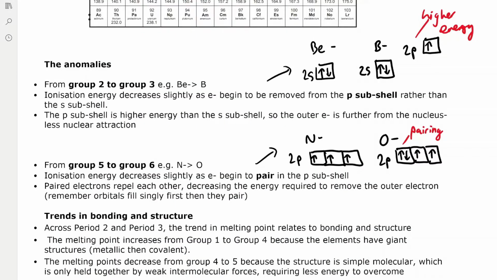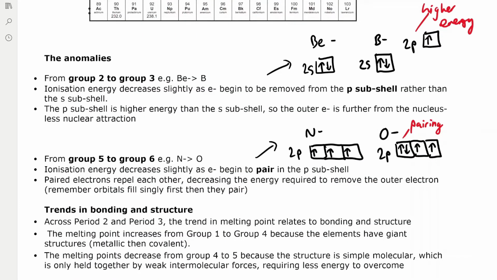So the anomalies are from group 2 to group 3, so for example from beryllium to boron, ionization energy actually decreases slightly as the electrons begin to be removed from the p subshell rather than the s subshell. So the p subshell is higher energy than the s subshell, so the outer electrons are actually further from the nucleus, leading to less nuclear attraction. So less energy is required to remove those electrons.